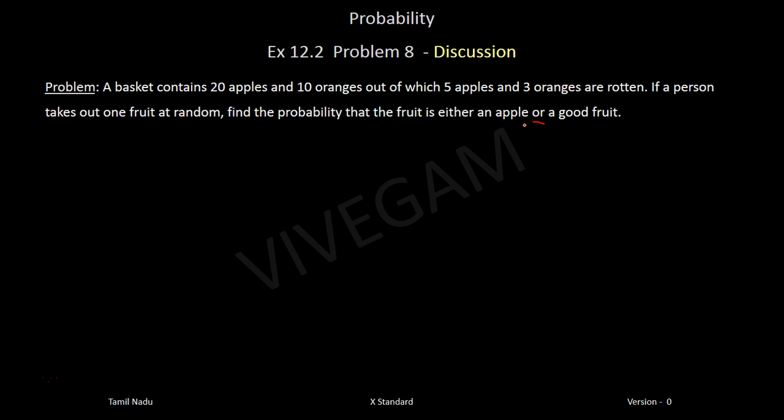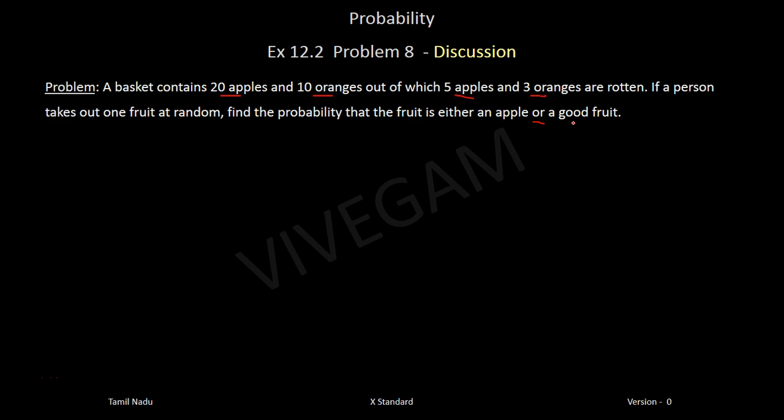Now, what they are asking is: the basket contains 20 apples, 10 oranges, out of which 5 are bad apples, rotten apples. Which means good apples is 20 minus 5, 15. 3 oranges are rotten. So 10 oranges minus 3, 7 good oranges are there. Now, let A be the event of selecting an apple. And what is n of A? N of A is the number of apples, which is 20.